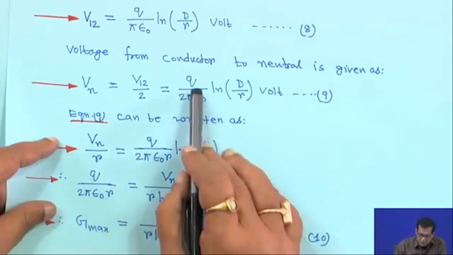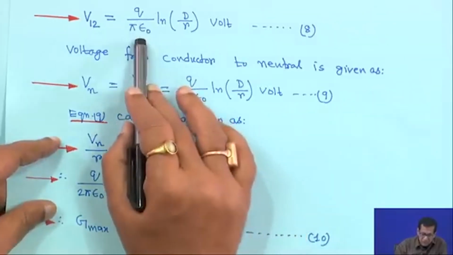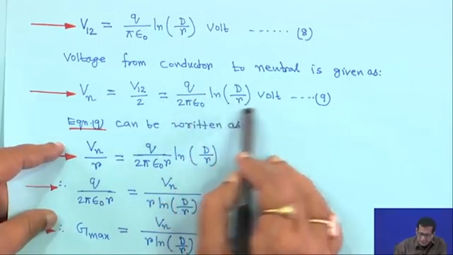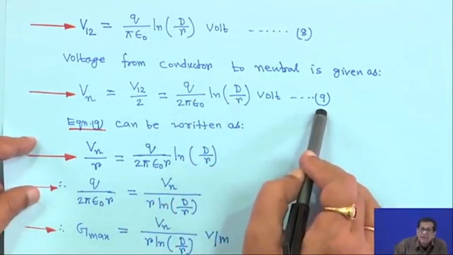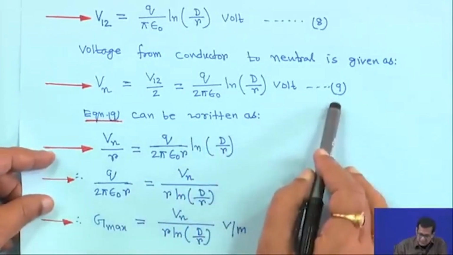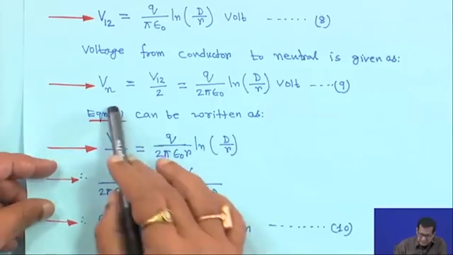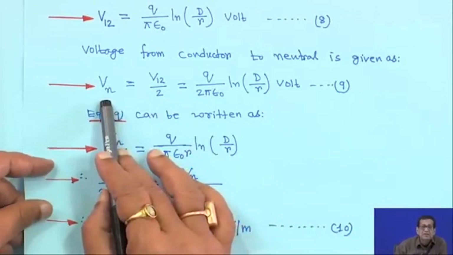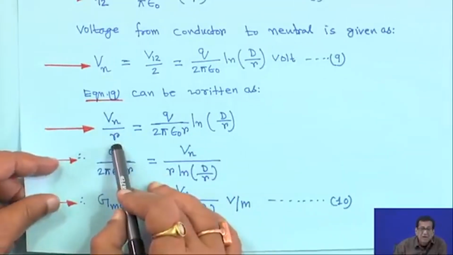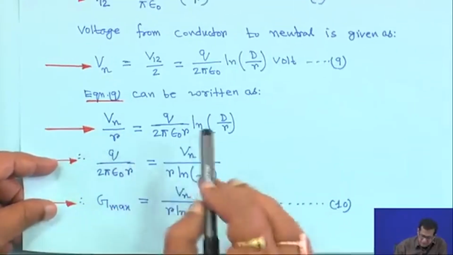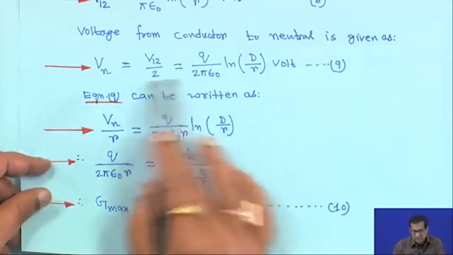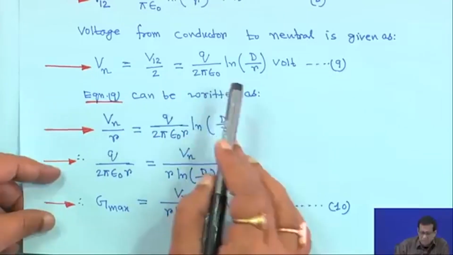So, it will be q upon 2 pi epsilon 0 ln d upon r volt, this is equation 9, right. Then this equation 9 can be written as this equation, actually both sides you divide by r. Then this one can be written as Vn upon r is equal to q upon 2 pi epsilon 0 r ln d upon r. Actually, this equation is divided both sides by r.